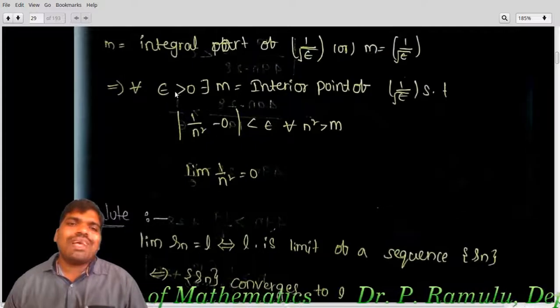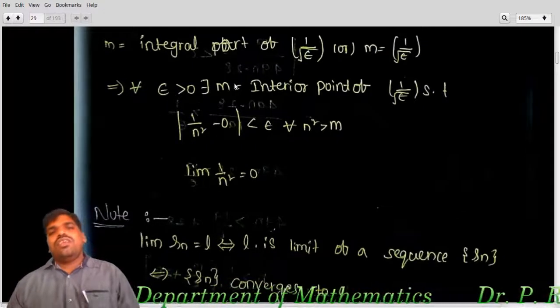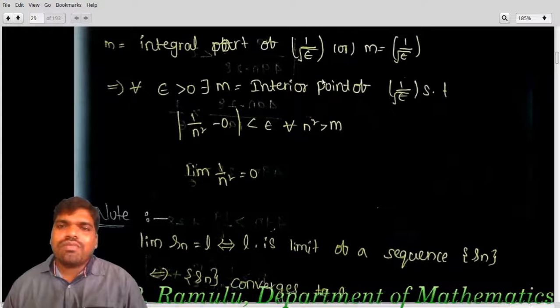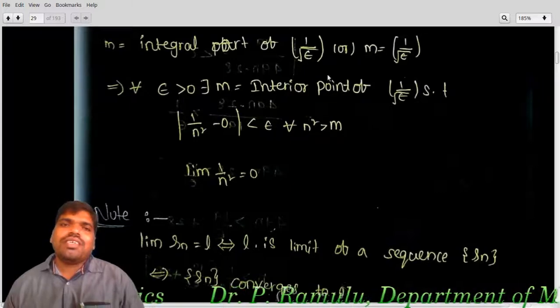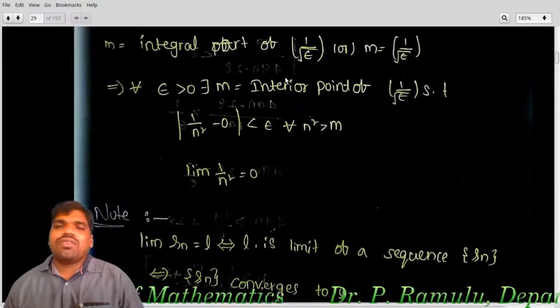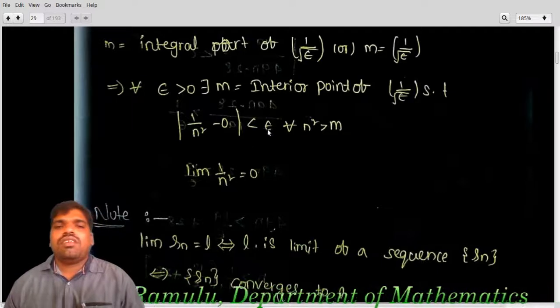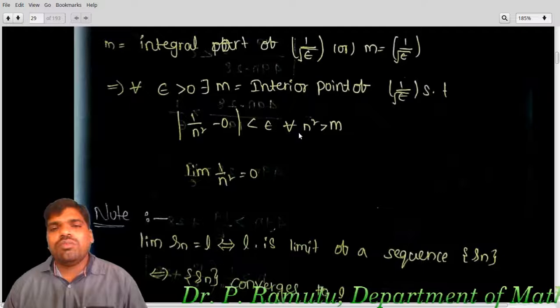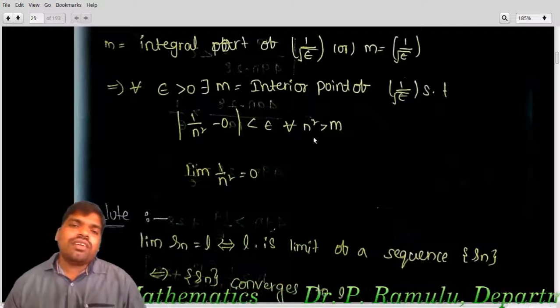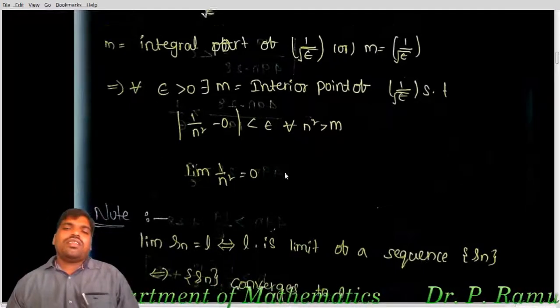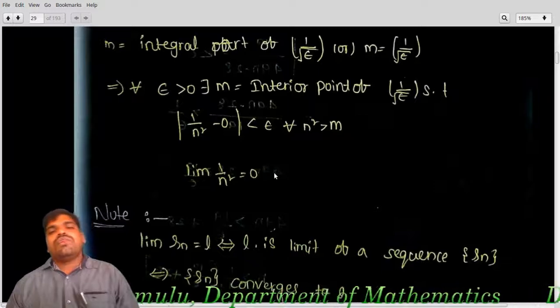For all epsilon greater than 0, there exists m equal to the integral part of 1 by root epsilon such that mod 1 by n square minus 0 is less than epsilon for all n greater than m. Therefore, the limit of 1 by n square equals 0.